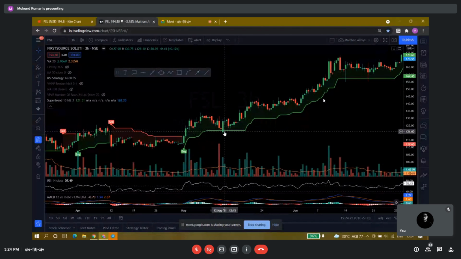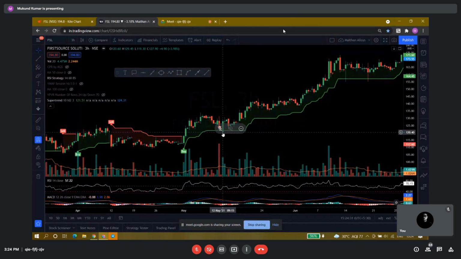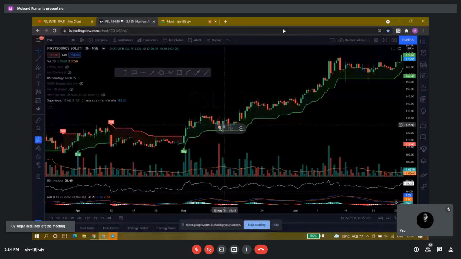Obviously, during a live market, this will change. But you will have to wait for a 3 hours candle close, and wait for this signal to change. During live market, when there will be a spike, this will continuously change into buy and sell. But you will have to wait.